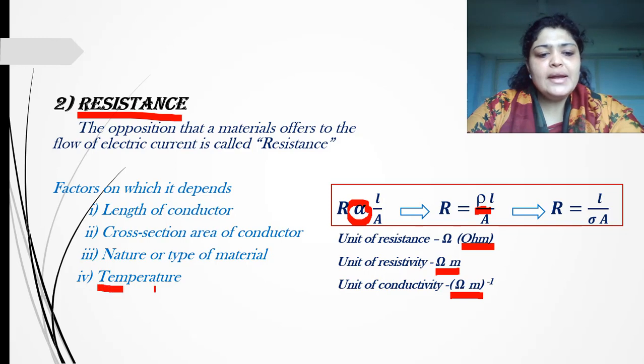Now depending upon temperature, if you increase the temperature, resistance is going to increase, because what happens if the temperature increases, there will be more vibrations in the system, and so the electrons will find it difficult to flow through the material or conductor. So higher the temperature, higher is the resistance.